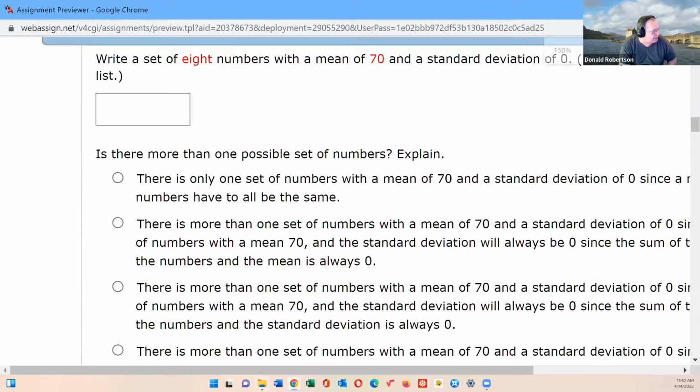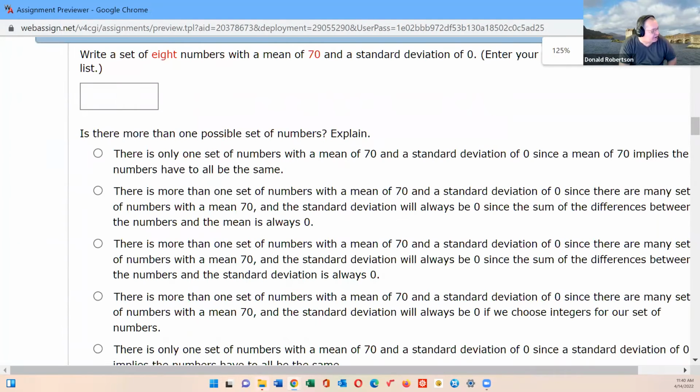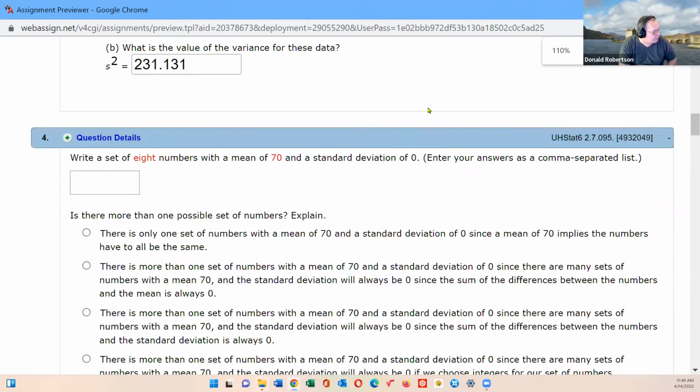So here is a slightly different kind of question. Write a set of 8 numbers that has a mean of 70 and a standard deviation of 0. That is not as hard as it looks. What would that data set look like? 8 numbers, mean is 70, standard deviation is 0.